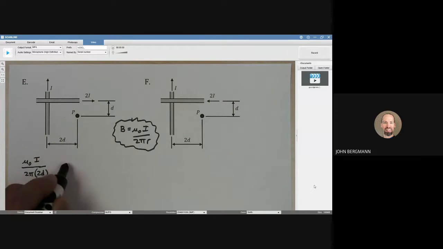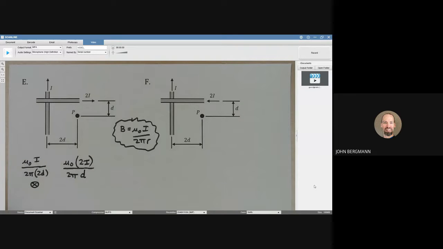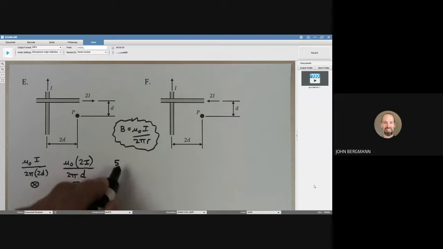Let's take the other wire now. Mu naught times that current, which is 2I, divided by 2 pi. How far away? We're only d this time. And in what direction is that? Using our thumbkin twist and right hand rule, that is also into the page. So these are simply additive, and it looks to me like I'm seeing a fraction of 1/2 here, and then this is 1, so that would be 5/4, wouldn't it? 5 mu naught I over 4 pi d, and that will, of course, then be directed into the page.